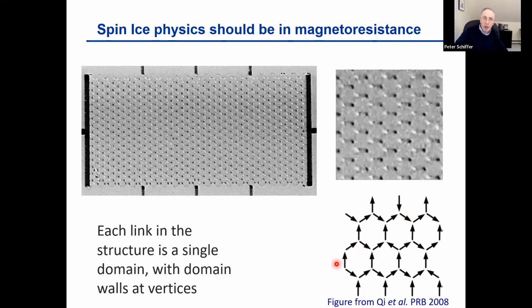And the basic problem is that you end up with an ice-like state. So each little link in the network is a little nanomagnet, and because it's long and thin, it's single domain. And you end up with domain walls at the vertices of the nanomagnet, which is shown here. The white and black dots are each vertex with charge +1 or -1 in a Kagome structure.